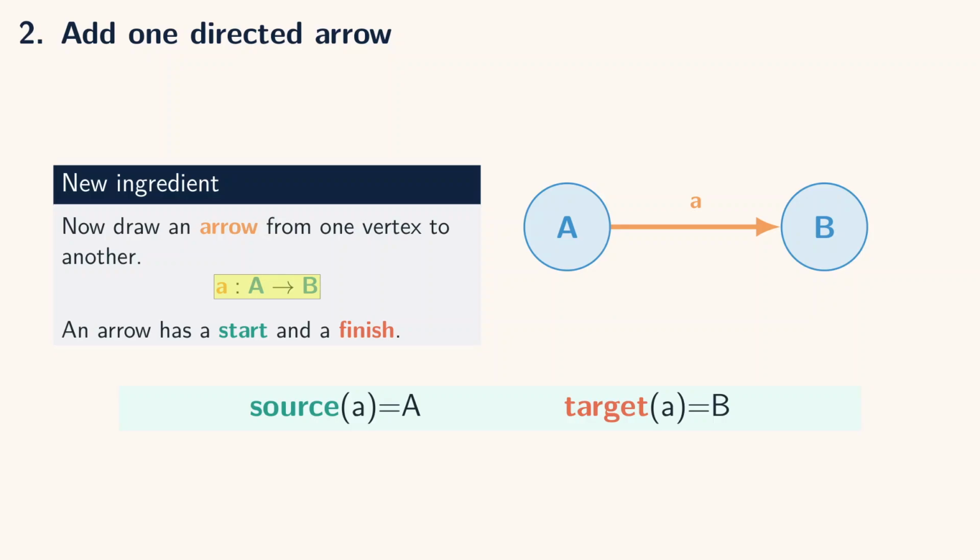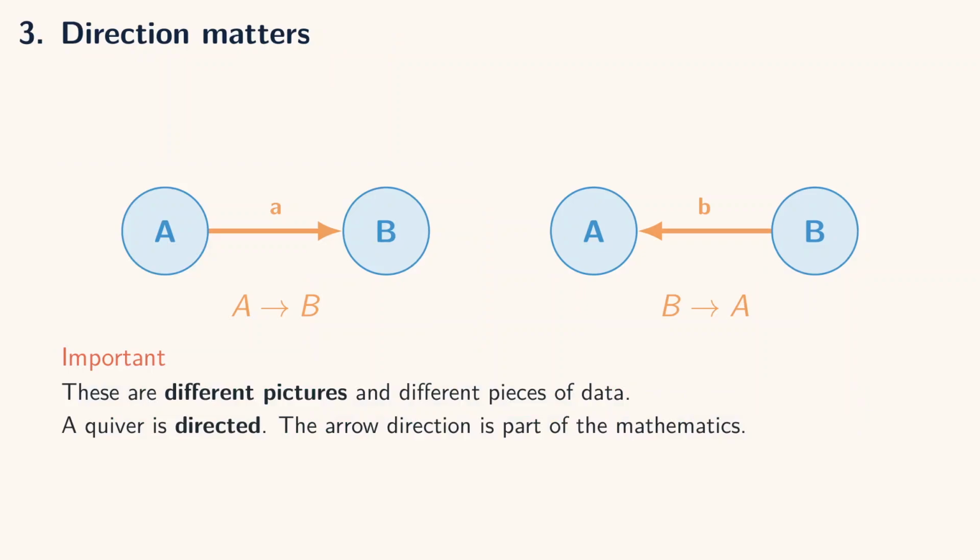Direction matters. Now here is something I really want you to absorb, because it is one of those ideas that seems simple but turns out to be genuinely important. In a quiver, the direction of an arrow is part of the mathematics. It is not decoration. It is not a detail you can ignore. The direction is data. Let me show you what I mean.